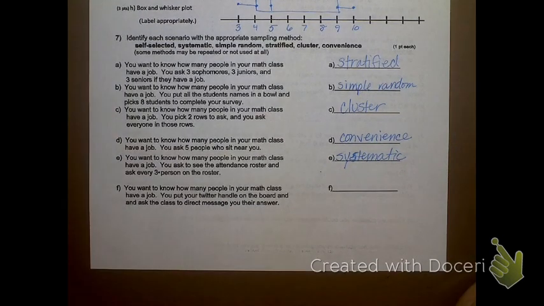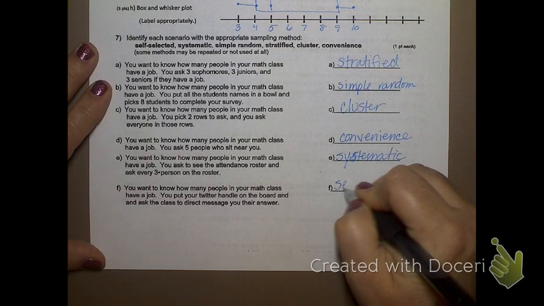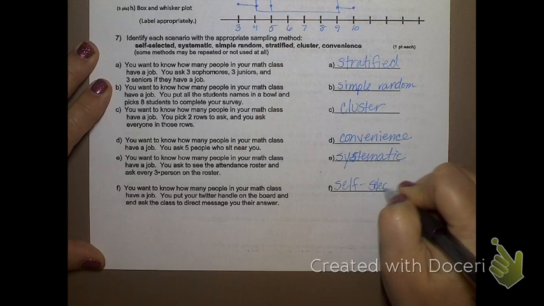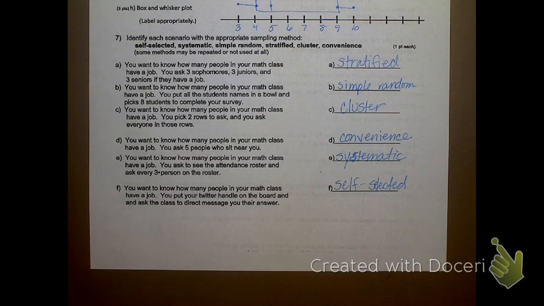You want to know how many people in your math class have a job? You put your Twitter handle on the board and ask the class to direct message you their answer. Self-selected. Why is that self-selected? Because they volunteer, like they do it themselves. Because whether they choose to go on and direct message you their answer tells that they are selecting themselves to be a part of your survey. Okay? Any questions? Happy studying.